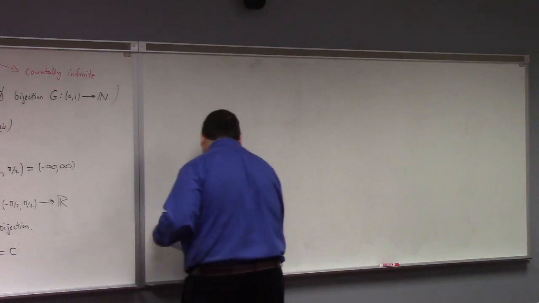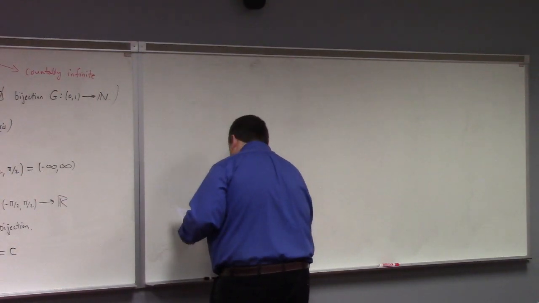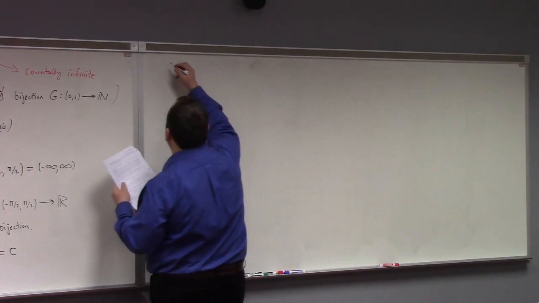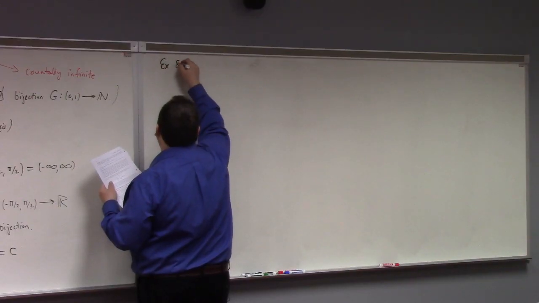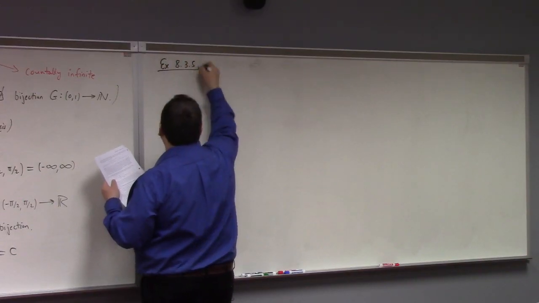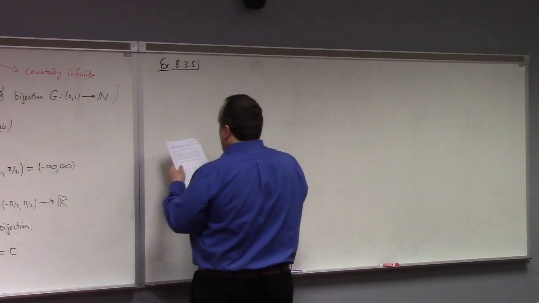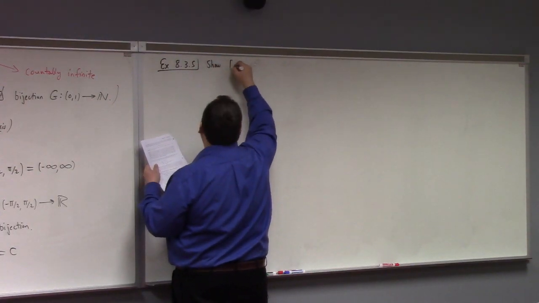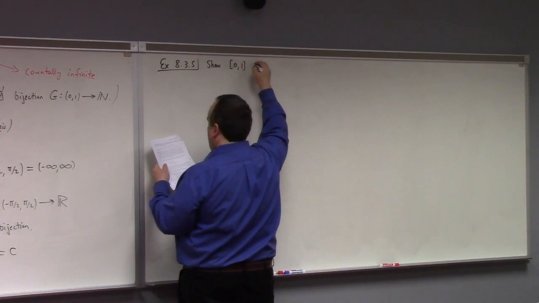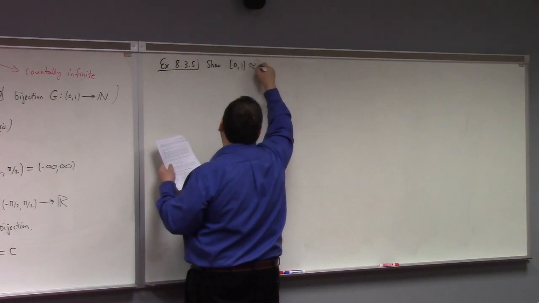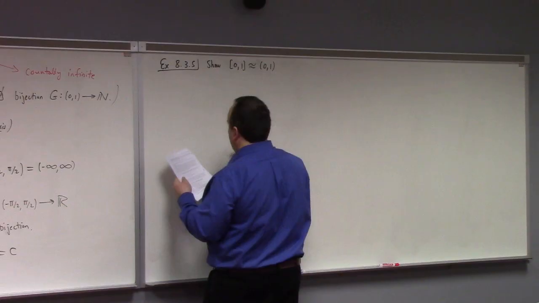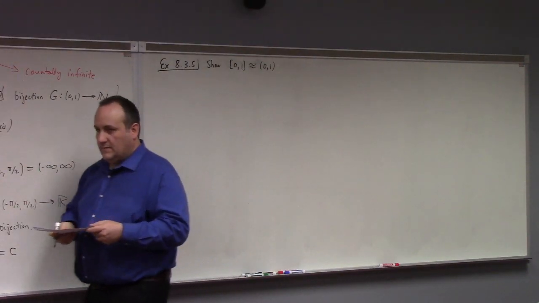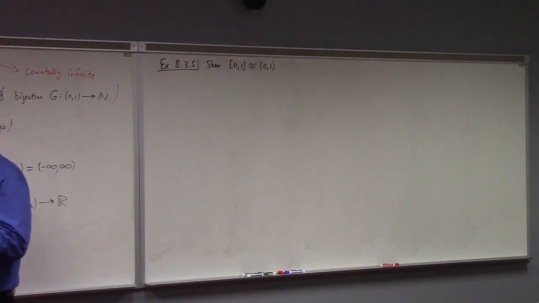So here's the thing. Example 8.3.5. We're going to show that the closed interval from 0 to 1 is equivalent to the open interval from 0 to 1. So the reason that this is hard is the things that you're used to won't work.